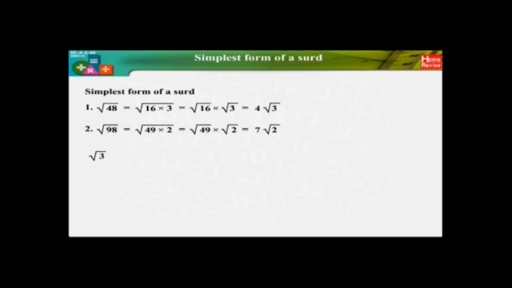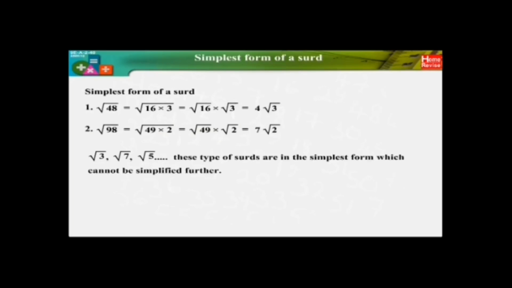Simplest form of a surd. 1. Under root 48 can be written as under root 16 multiplied by 3, which is under root 16 multiplied by under root 3, which is equal to 4 root 3. 2. Under root 98 can be written as under root 49 multiplied by 2, which is under root 49 multiplied by root 2, which is equal to 7 root 2. Root 3, root 7, root 5, these types of surds are in the simplest form and cannot be simplified further.